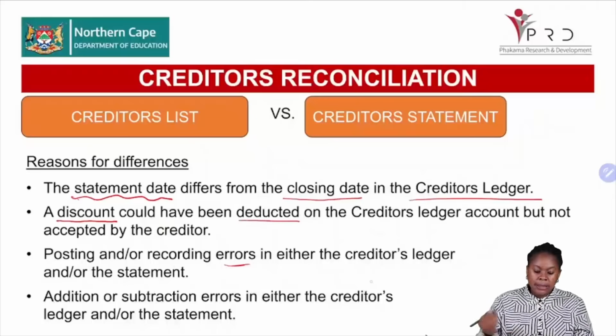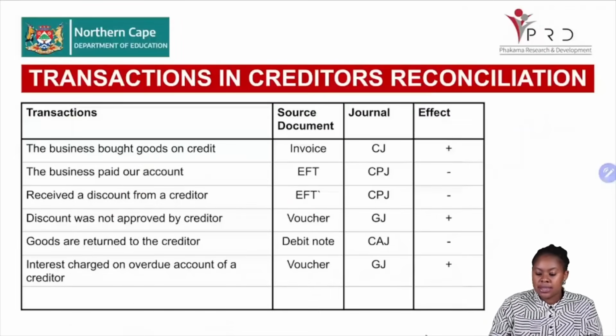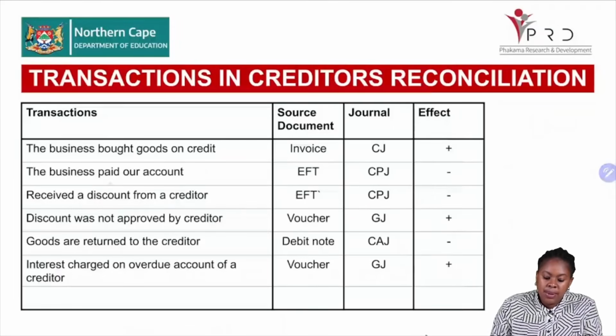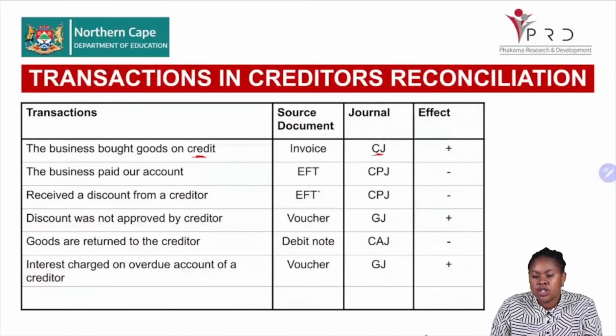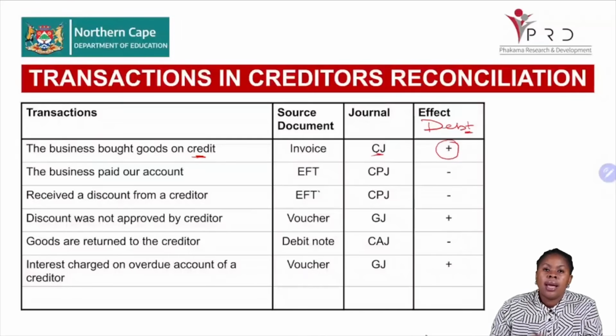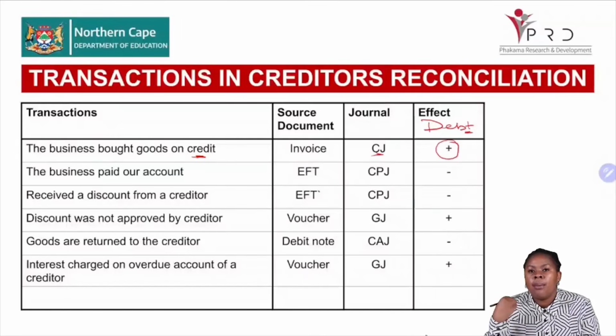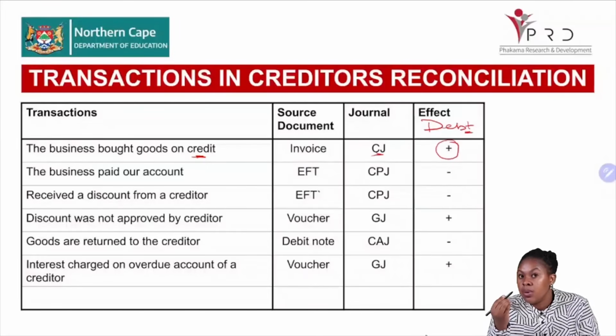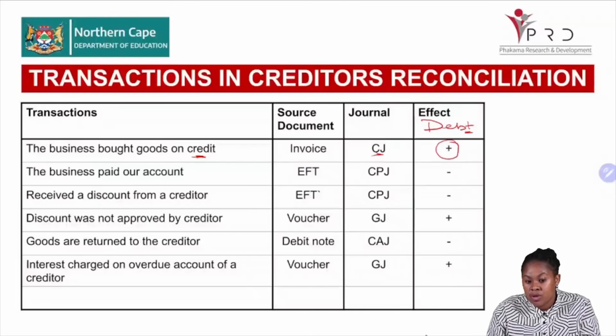All right, grade 12s. Then the transactions in the creditors reconciliation are as follows. When the business bought goods on credit, then it's a CJ transaction, and obviously the debt is going to increase. Now, whenever we are dealing with debtors reconciliation and creditors reconciliation, the most important question is, what implication does it have on the debt? Is the debt going to increase in this transaction, or is the debt going to decrease in this transaction?